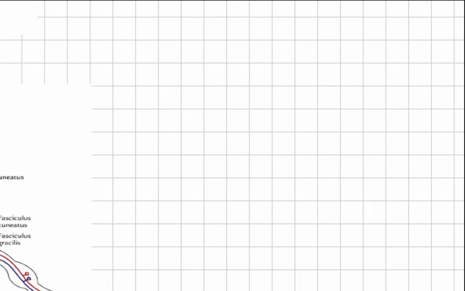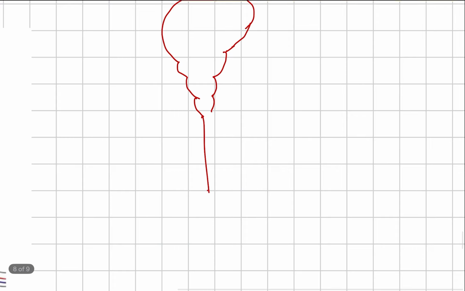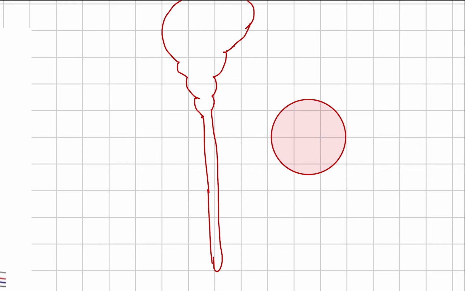Now we are going to deal with the different types of descending tracts and their functions. So this is the brain, midbrain, pons, medulla, then the spinal cord. And another view is this. Anterior, and this is posterior.